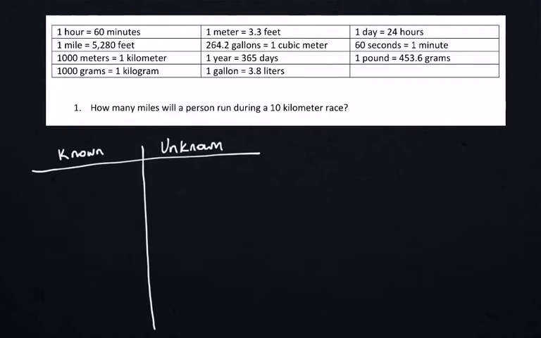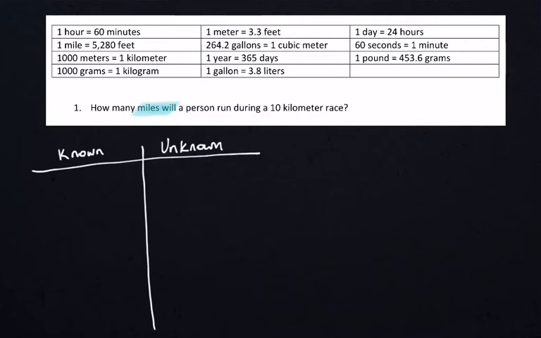In this tutorial, I'm going to show you how to solve problem number 1 on the dimensional analysis handout that I gave you. So let's take a look at the question. It says, how many miles will a person run during a 10-kilometer race? We always have to start off with a known and unknown table, and I like to start off with what I don't know. I'm looking for miles.